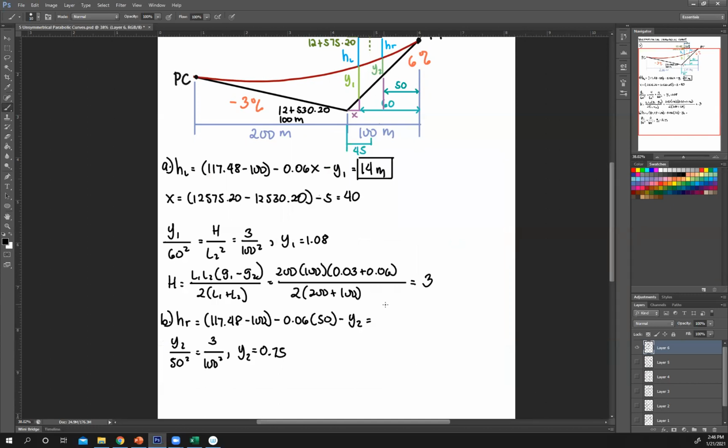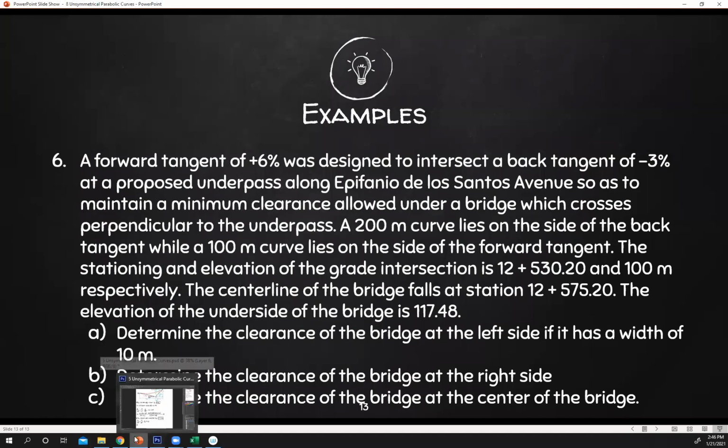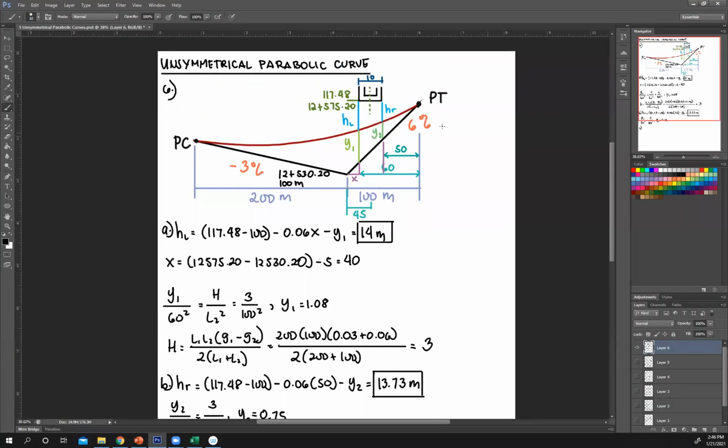So this is 13.73. And then lastly, letter C. Clearance at the center. So just this. We're looking for this. Call that HC. So to get HC, this is Y3. Okay. And then this, another height.